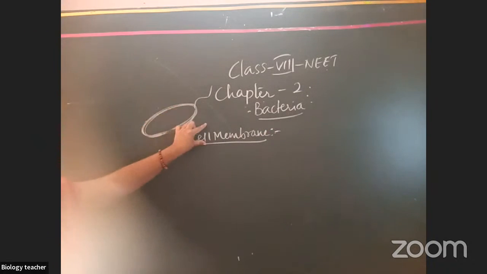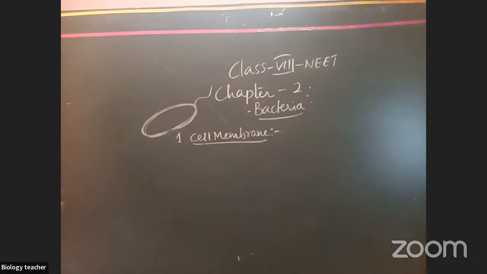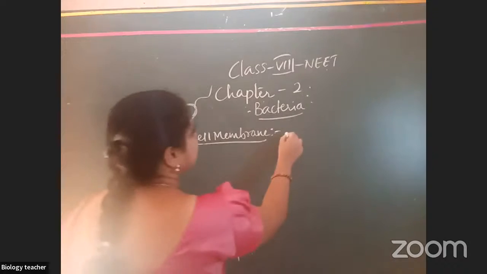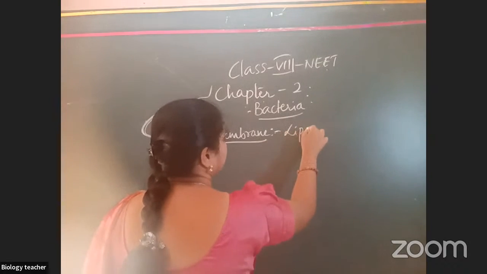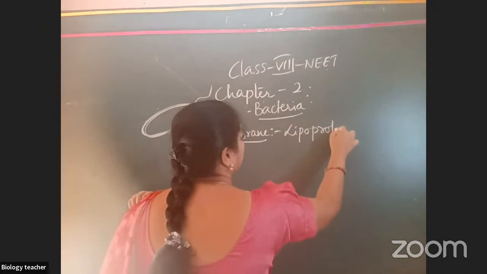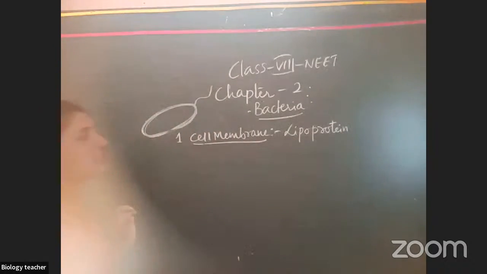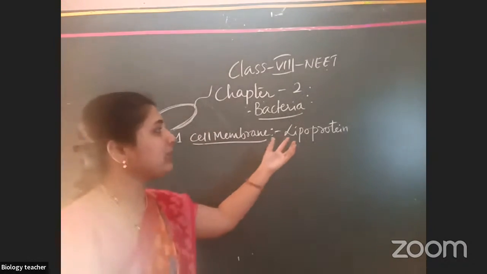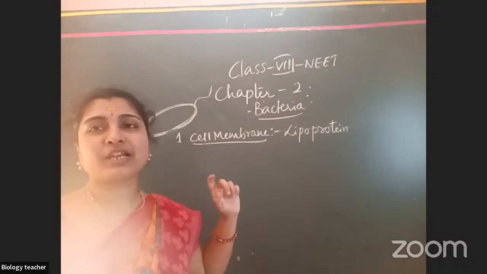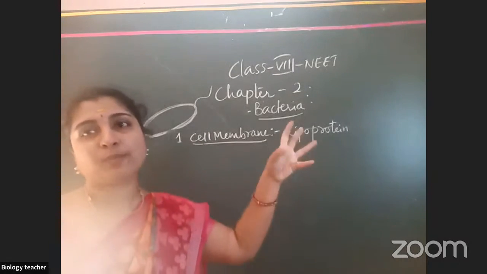The inside structure of the cell wall is the cell membrane. The outside structure is the cell wall. And now what is that? Cell membrane. It is a lipoprotein. Lipoprotein means it is made up of both lipids and proteins.